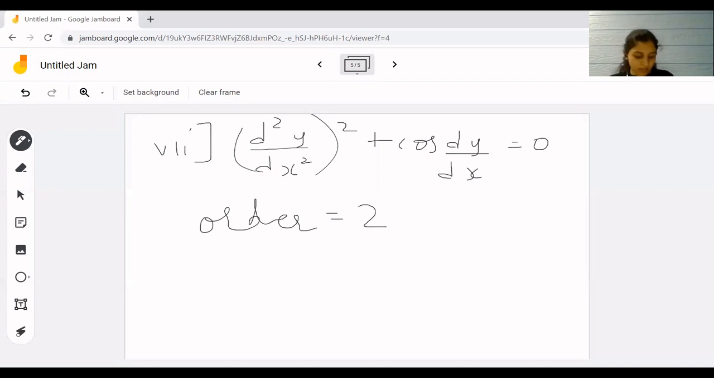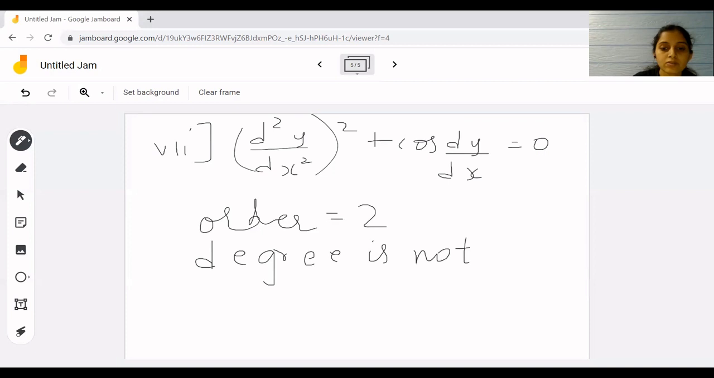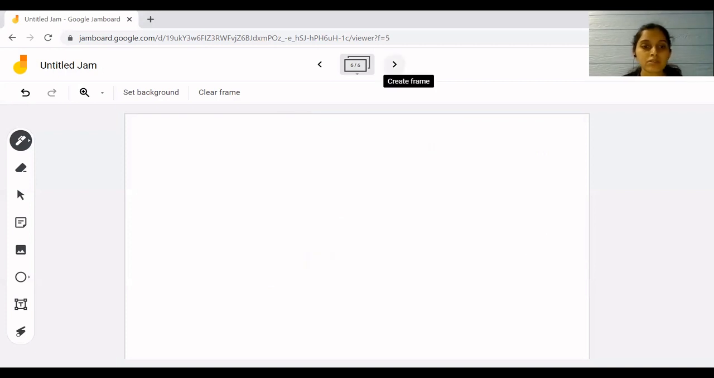But the differential equation that we have over here cannot be expressed as a polynomial of differential coefficients. We cannot do that because if you observe it is cos dy by dx, cos does not have a variable. It has the derivative itself inside it. And so it cannot be expressed in the form of a polynomial. So we cannot say about its degree, or we can say degree is not defined. Okay, so this is the reason why I took up this sum. You need to know when to write the degree and when to write whether it's not defined.